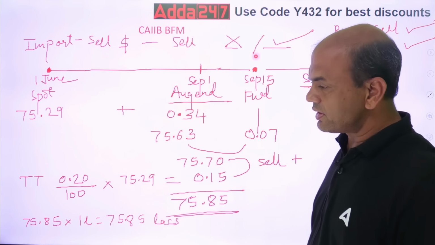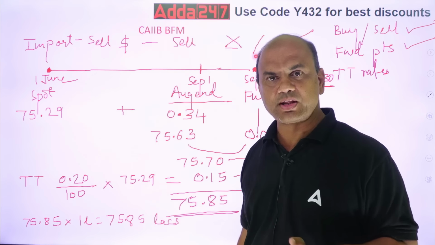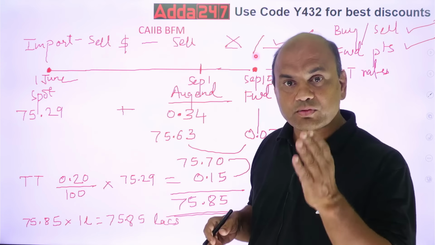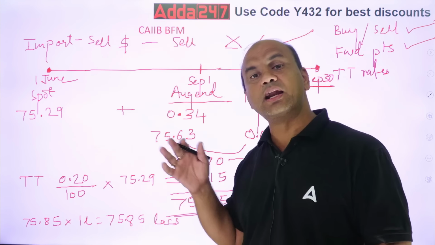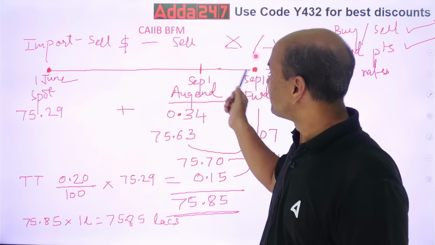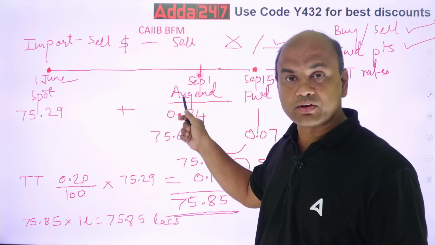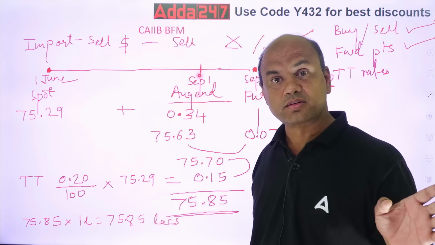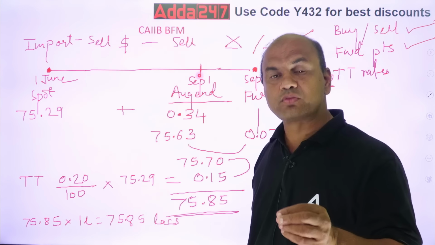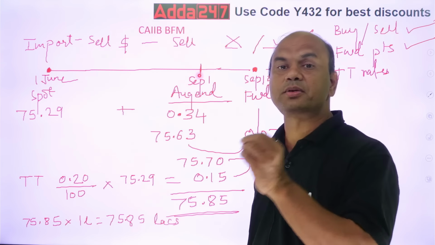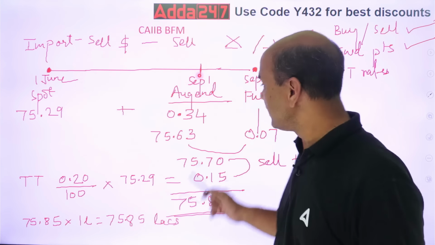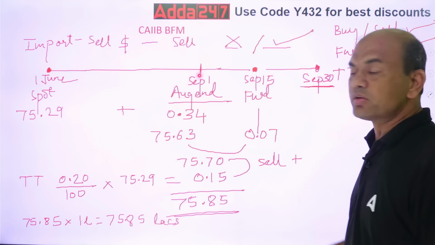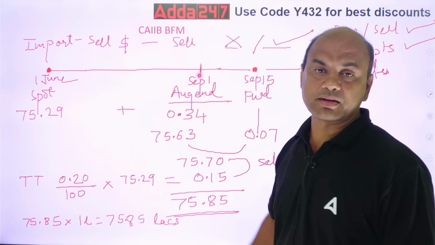Now, whenever I have to book the rate for September 15th, I'll have to see two parts. One is September 1, the starting of the month, and the ending of the month. Don't focus on any other month. If you want September 15th, focus on September start and September end. Now, what is the rate for September start?